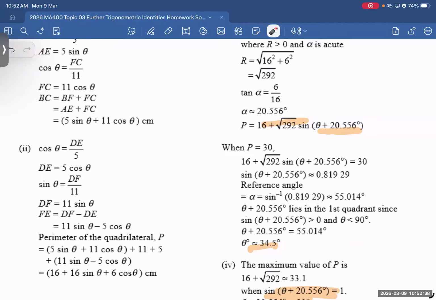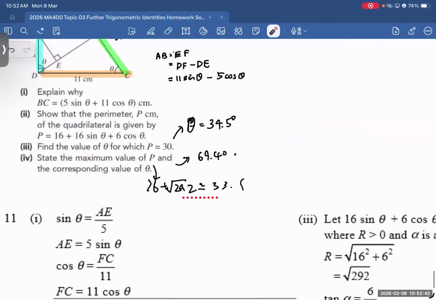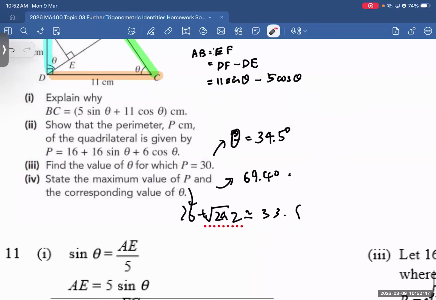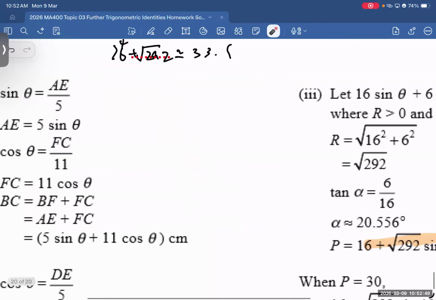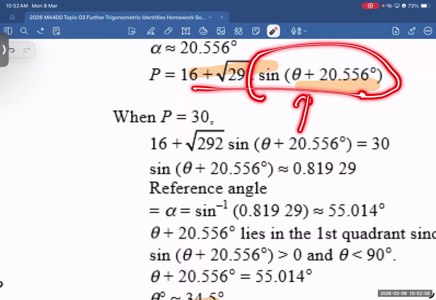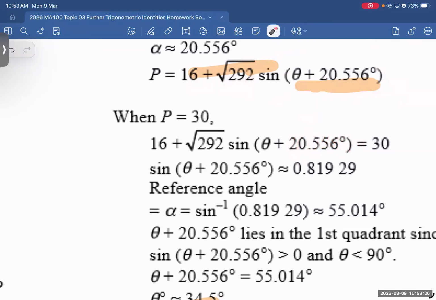Part 4. I want to find the maximum value of P. So you know that this is your P, and your P looks like this. This part is affected by the sine function. When the sine function is at its maximum, the whole function becomes the maximum, so when sine equals 1. You want this to be equal to 1.